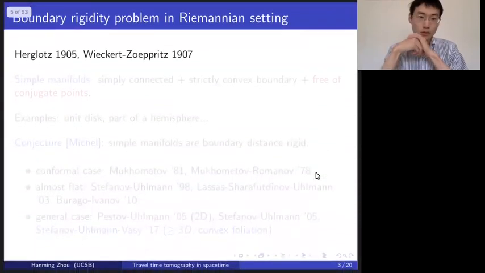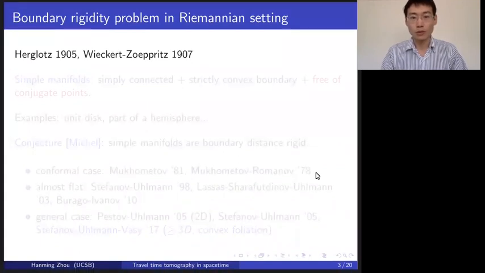Now the boundary rigidity problem in the Riemannian setting. The earliest work on this mathematical question is probably by Herglotz and Wiechert and Zoeppritz. They considered the case where you have a standard ball and your metric is radially symmetric, so it is a one-dimensional scalar function that you want to recover, and they gave an explicit inversion formula for that.